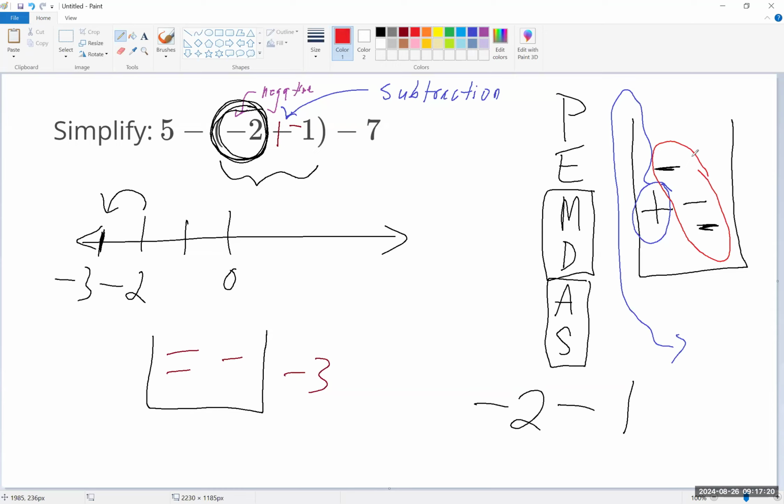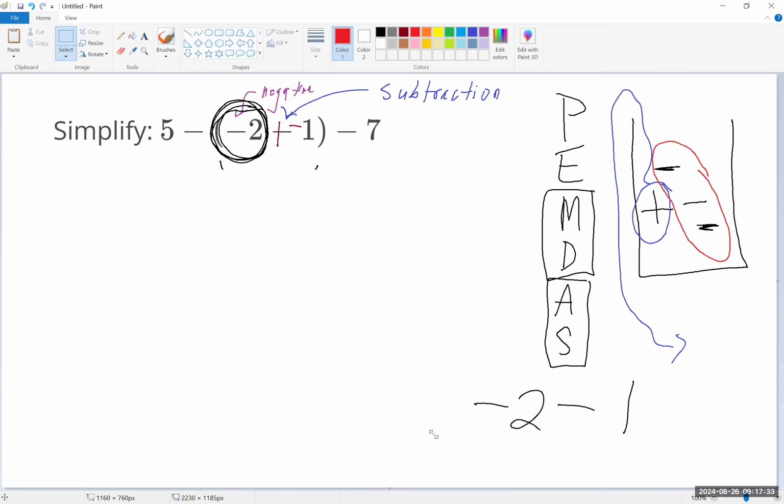So there's a lot of visual ways of thinking about this. Okay, that's probably the hardest thing of this problem, is trying to figure out what that thing inside the parentheses is. Once we do that, I've got five minus a -3 minus 7.